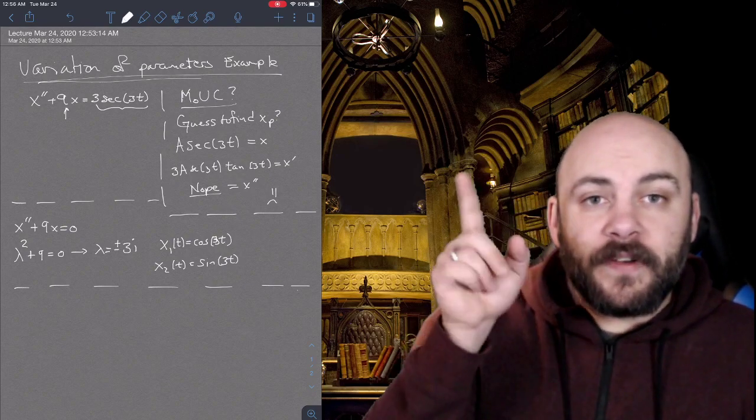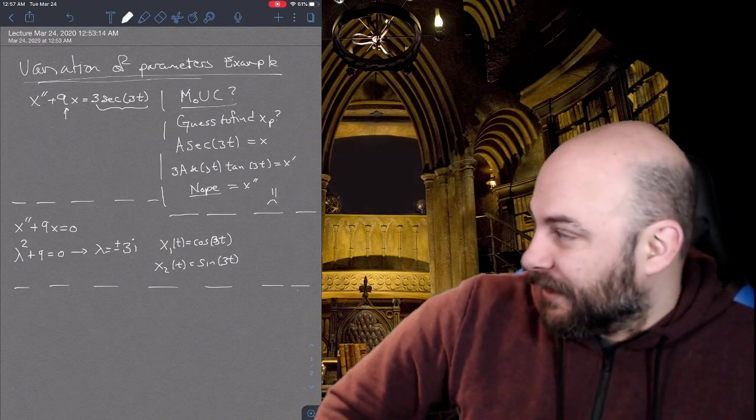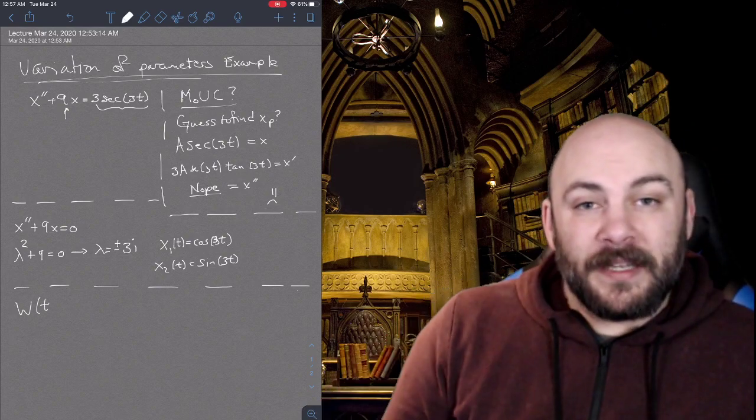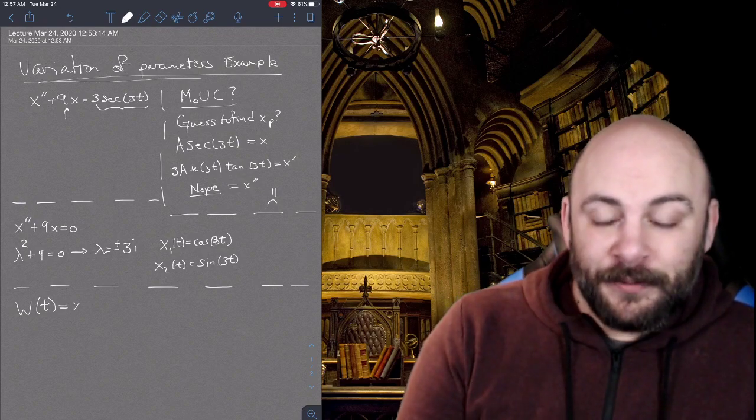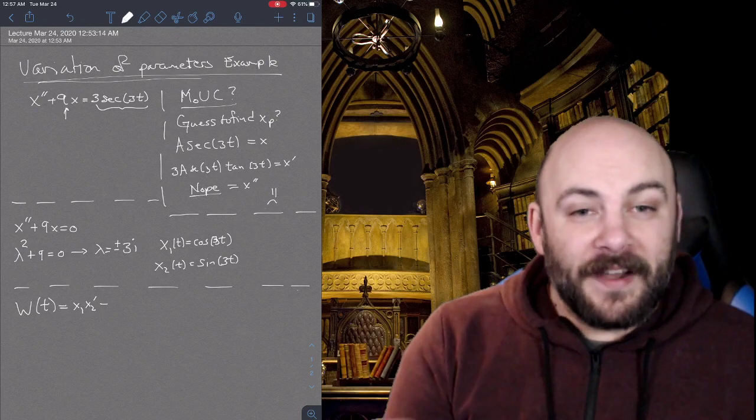But now we're going to use variation of parameters to try to get a hold of what my particular solution is. That means assuming that we have unknown functions u1 and u2, and working through all those formulas like we did in the video, we have to find the Wronskian.